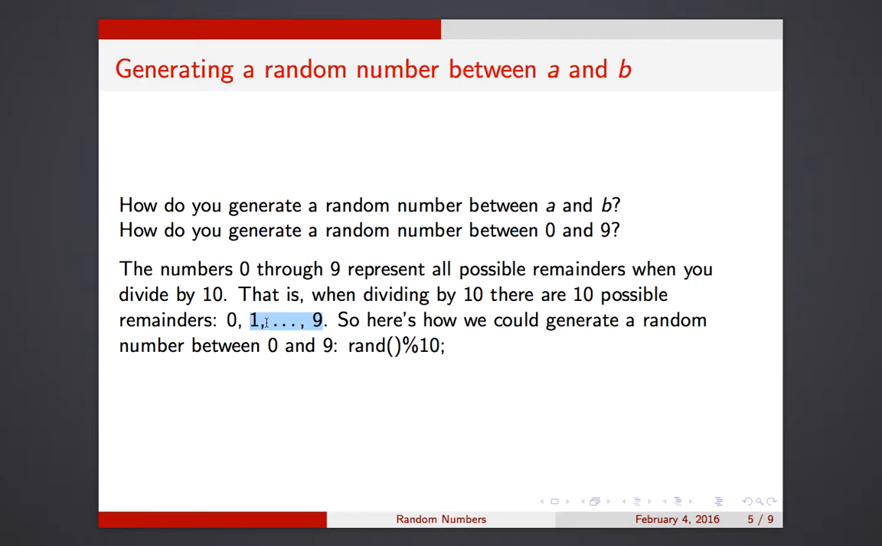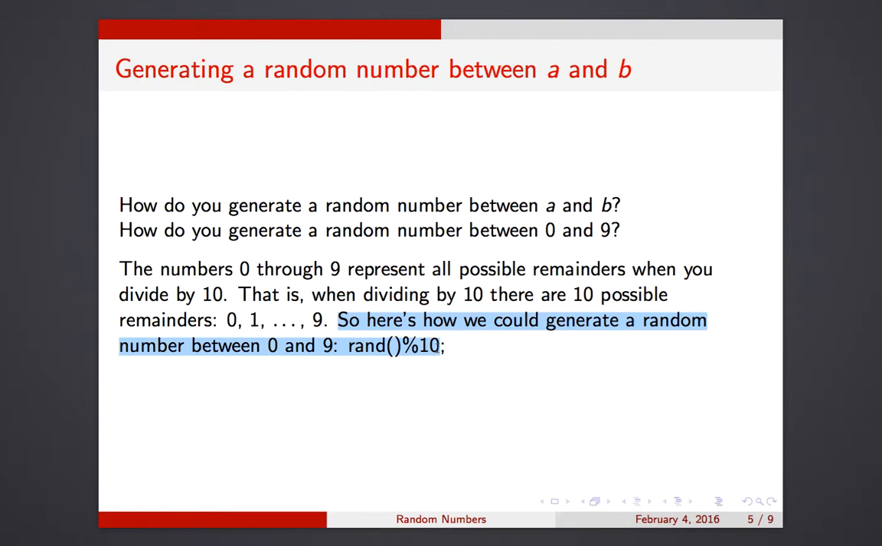If your last digit is a 0, then you're a multiple of 10 and there's no remainder. If your last digit is a 5, then your remainder is 5 when dividing by 10, etc. Okay, but anyway, the point is that when you divide by 10, there are only 10 possible numbers you could get. And those numbers are the numbers between 0 and 9.